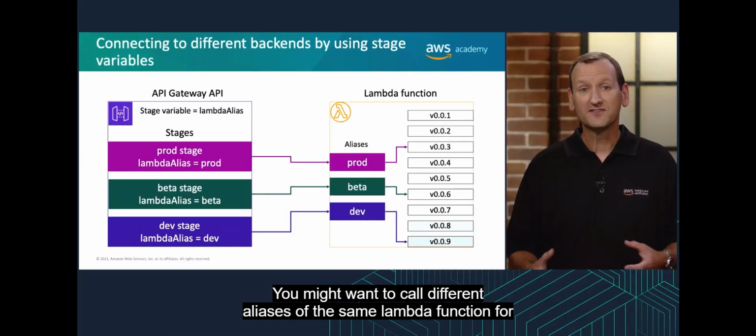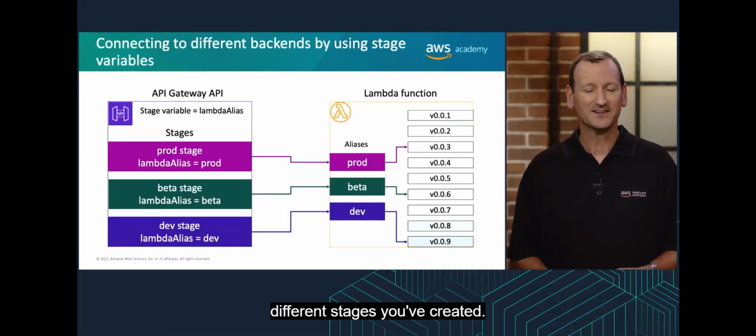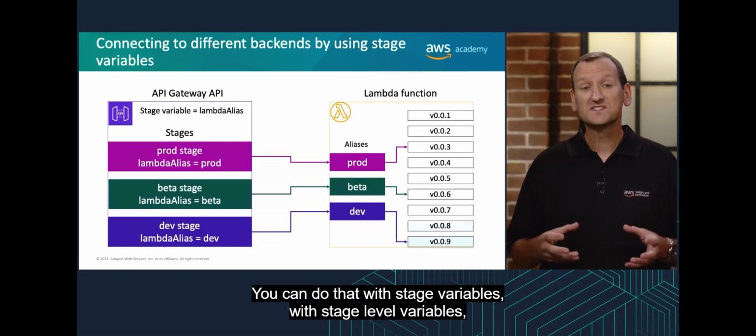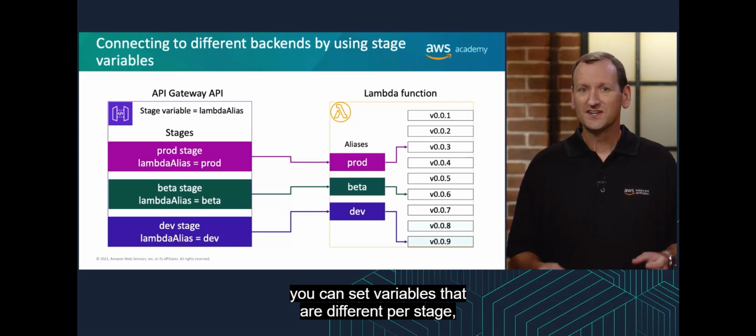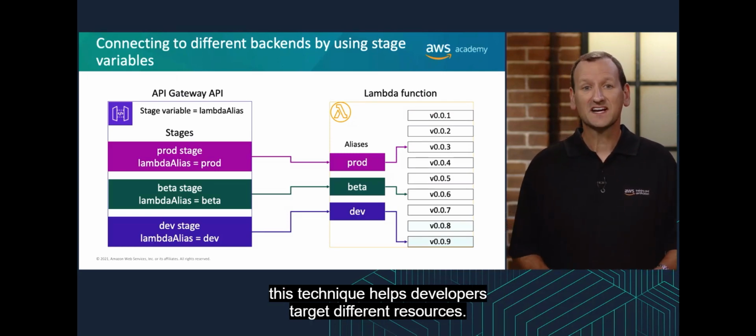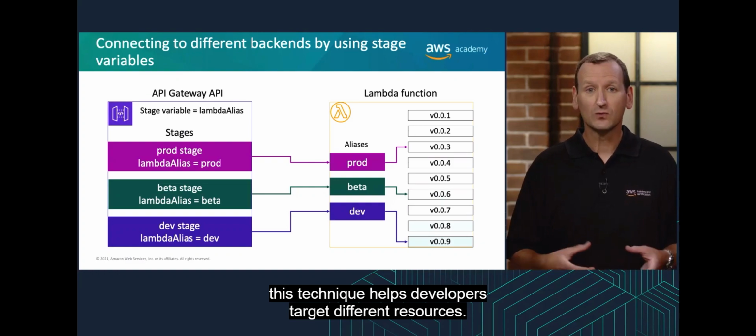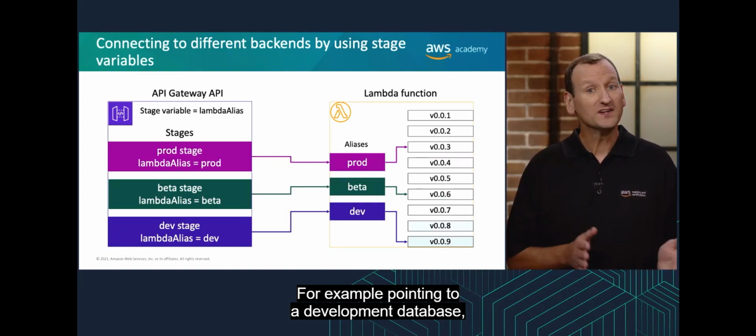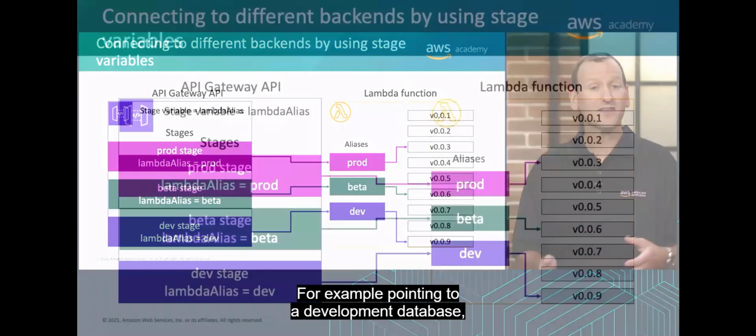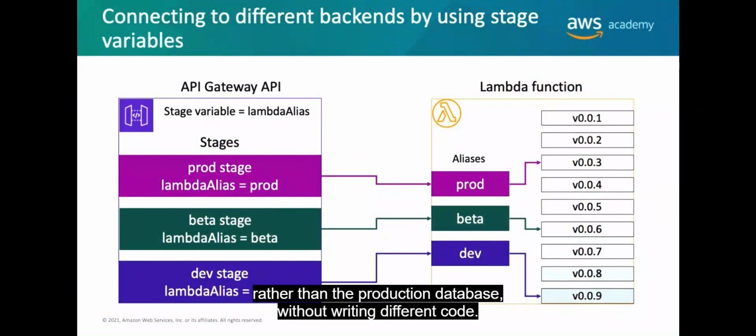You might want to call different aliases of the same Lambda function for different stages you've created. You can do that with stage variables. With stage-level variables, you can set variables that are different per stage. This technique helps developers target different resources. For example, pointing to a development database rather than the production database, without writing different code.